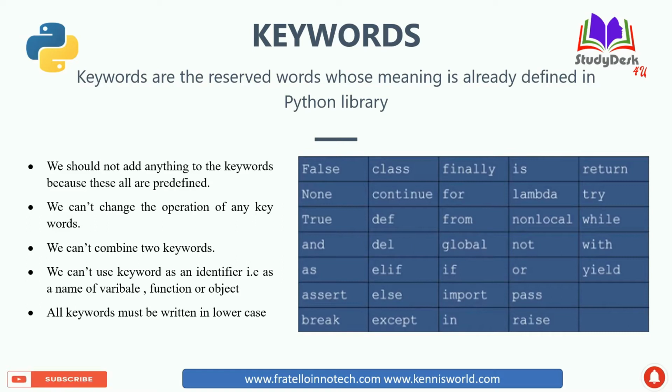So whatever the inbuilt nature is there, that we have to implement, we cannot override them. We can't combine even two keywords as a single keyword. And also we cannot use keywords as an identifier, as I said in the previous point. And all keywords must be written in small case or lower case, except True, False, None.